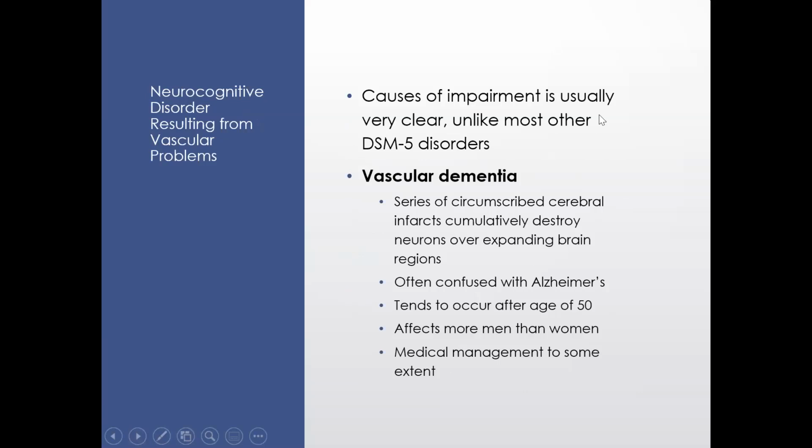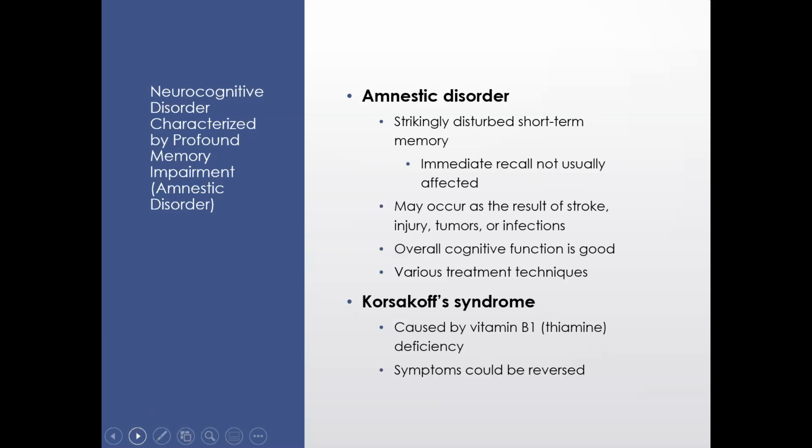There are other different types of disorders, such as vascular dementia, which is a series of circumscribed cerebral plaques that cumulatively destroy neurons over expanding brain regions. It's often confused with Alzheimer's, but it is a different thing. It is similar in the fact that it affects people over the age of 50. It actually affects more men than women. So when we're looking at vascular dementia, men are affected more than women, but there can be some medical management to some extent compared to Alzheimer's disease. I'll let you guys just read through some of these.